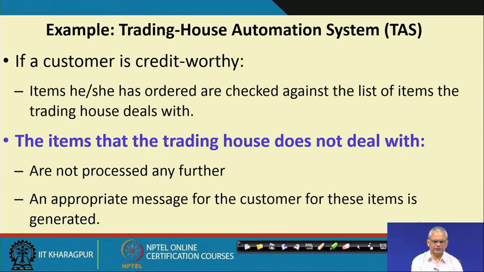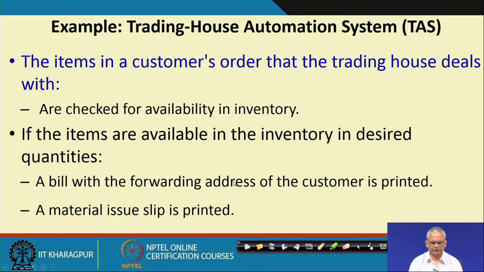But if the accounts department says that the customer is credit worthy, then the orders are checked against the list of items that the trading house deals with. For those items which the trading house does not deal with, it just does not process them further and sends a message saying that it does not deal with those items. And for those items that the trading house deals with, it checks its inventory. If the items are available in the desired quantity, then a bill is printed and sent to the customer, and also a material issue slip is printed.